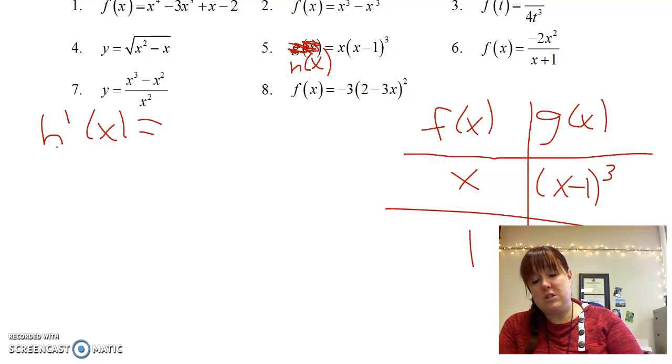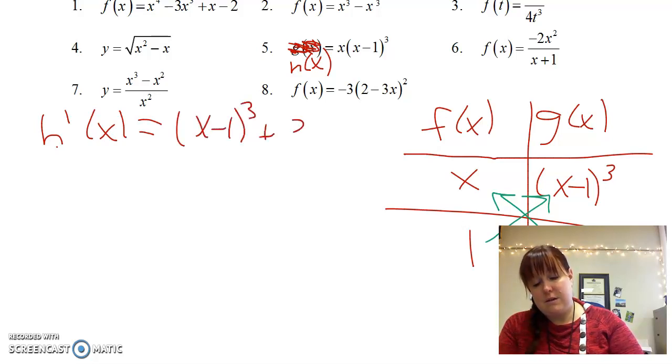Okay, so then we just do the product rule, and we go f prime g plus f g prime. So we have x minus 1 cubed plus 3x times x minus 1 squared.